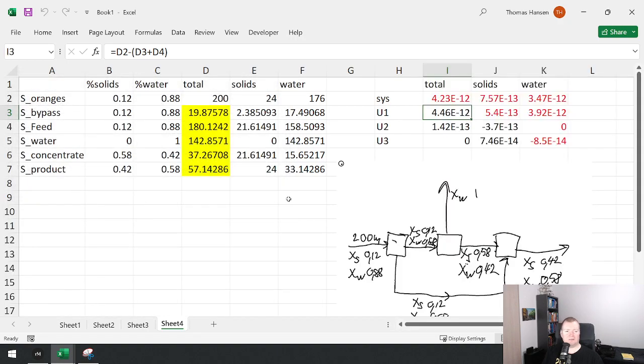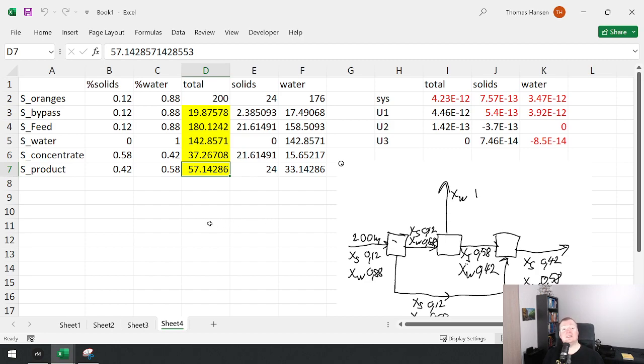Solve. Excel found a solution. All of my equations are close to 0. Masses are positive. Does it make sense? Sending in 200, I'm removing a ton of water and left with about 57 kilograms of product. So that is how you start to treat systems with bypass.